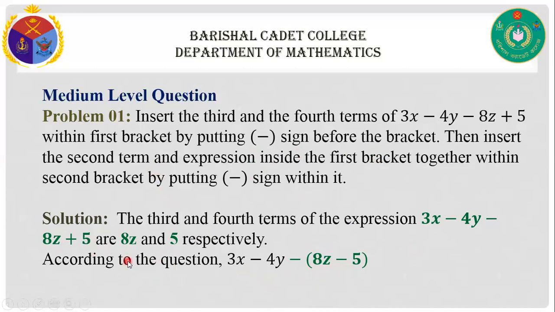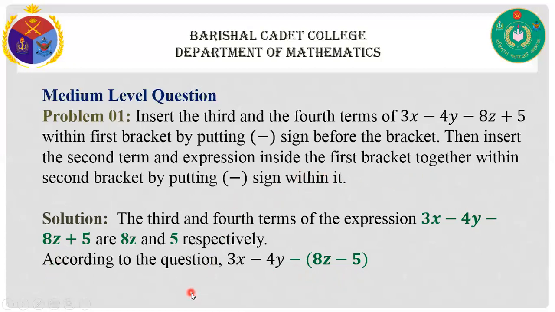Here 8z has negative sign, so inside the bracket 8z will be positive sign because we take negative sign before the first bracket. And here it has positive sign, positive 5, it will be negative 5 because we introduce negative sign before the bracket. And now the other part.